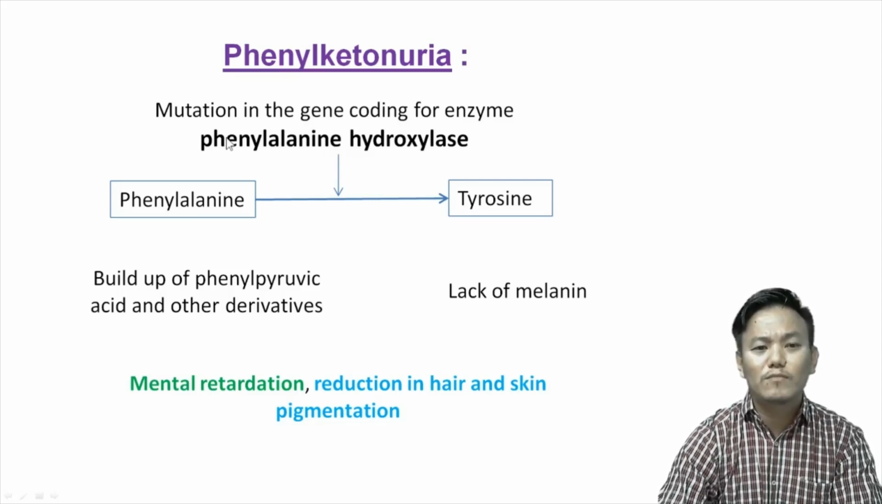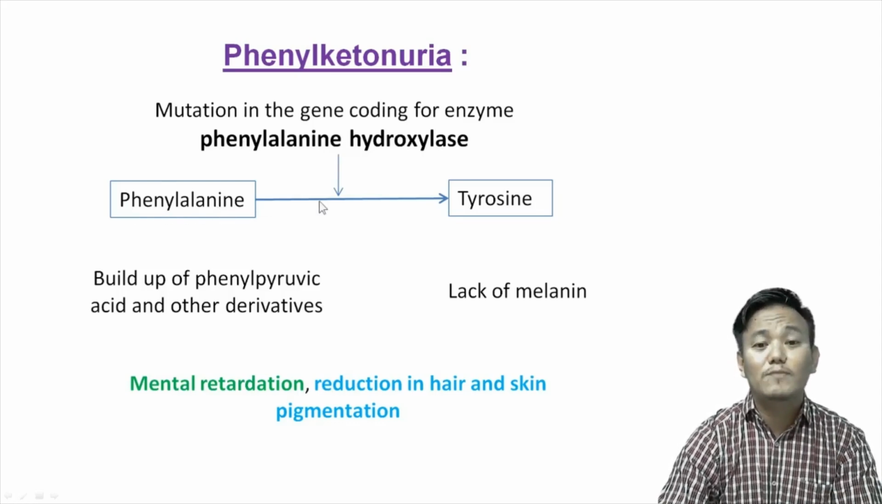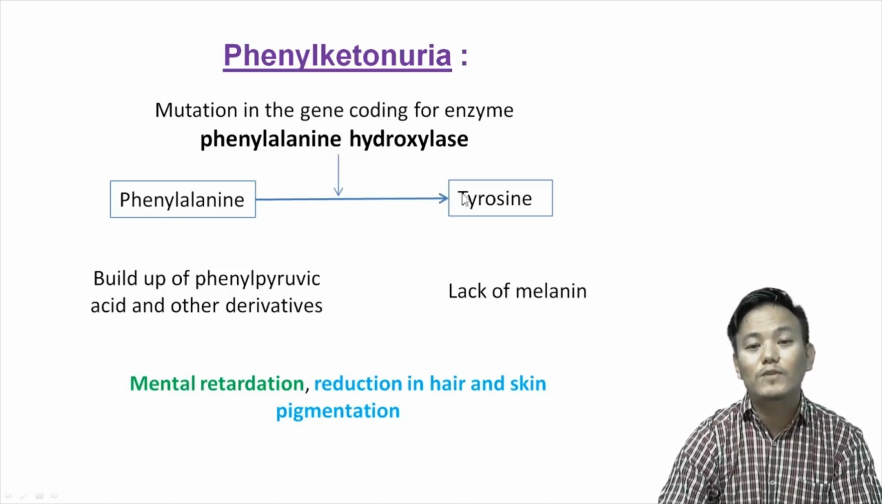So there is a mutation in a gene which codes for an enzyme called phenylalanine hydroxylase. What does this phenylalanine hydroxylase do? It breaks down the amino acid phenylalanine, an amino acid which we get from our diet. Phenylalanine is broken down into other amino acids like tyrosine, and for this breakdown process, the phenylalanine hydroxylase enzyme is required.